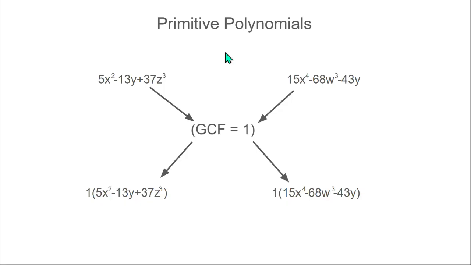You will sometimes encounter polynomials that have a GCF of 1. In this case, there is no point in factoring it the way we have learned, because it doesn't do anything. Recall that any number multiplied or divided by 1 just equals itself. Polynomials like this are called primitive, and if you encounter one, you can simply write that the polynomial is primitive and move on. A few examples of these are on the screen.